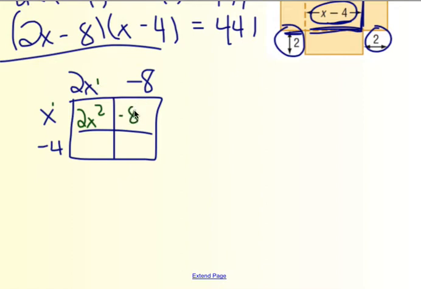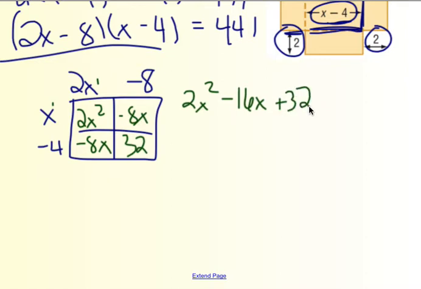Negative 8 times x is negative 8x. Negative 4 times 2x is negative 8x. And negative 4 times negative 8 is a positive 32. Okay, so we get 2x squared minus 16x plus 32 is going to give us 441.